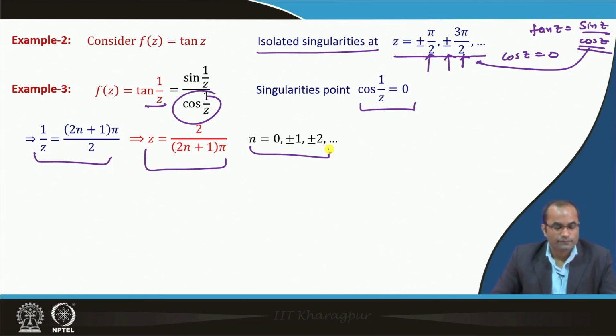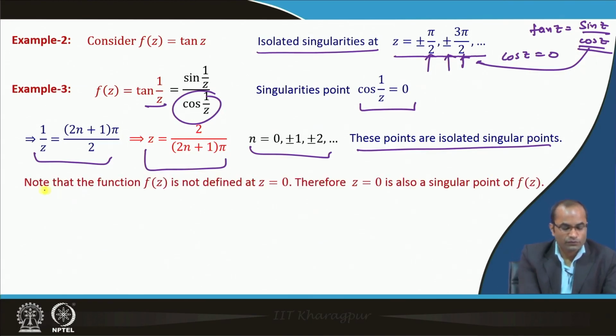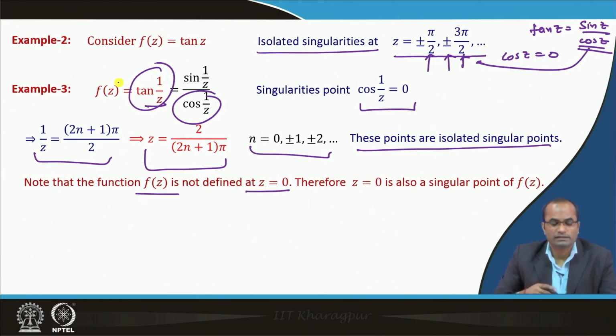So, this function is not analytic, and hence these are the singular points of this function. These are all isolated singular points, because in the neighborhood we can find points where the function is analytic. But we should note that f(z) is also not defined at z equal to 0, because this function is of the form 1 over z. So at z equal to 0 the function is not defined, and therefore z equal to 0 is also a singular point of this f(z).